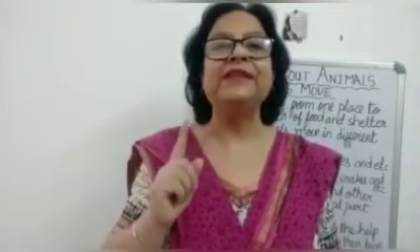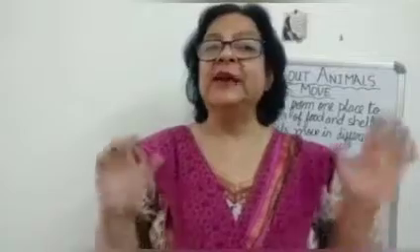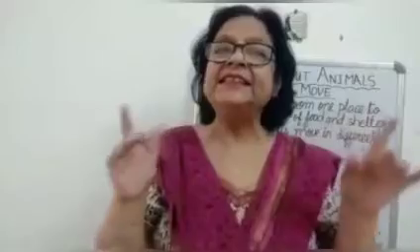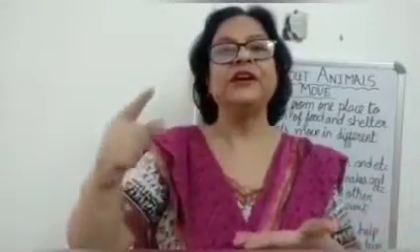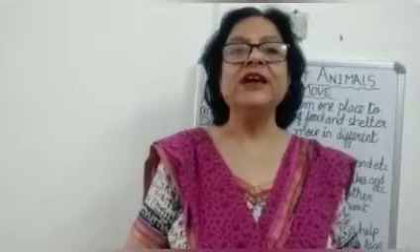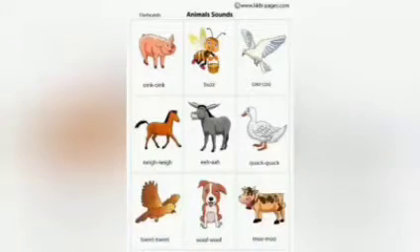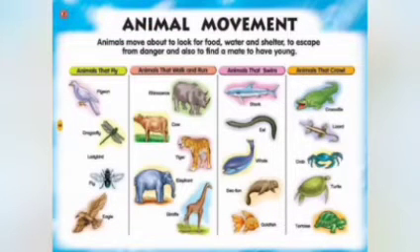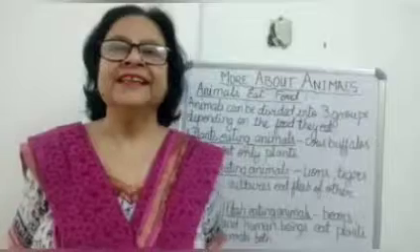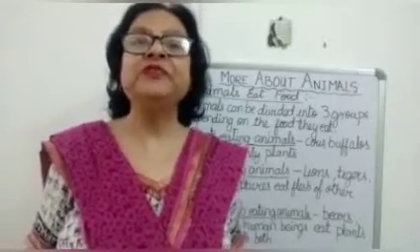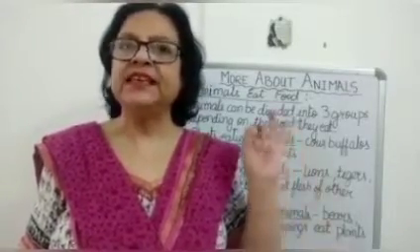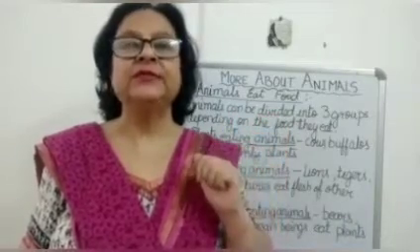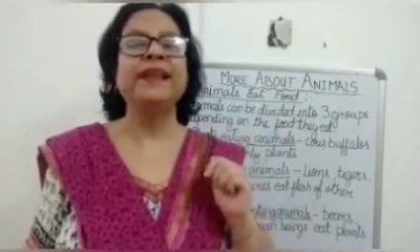So children, we see the movement of different animals is altogether different. Some walk, some fly, some swim, some crawl, and this is how they move from one place to another in search of food and water. Till now, children, we have studied the different types of animals, pet, domestic, and wild animals, their sounds, and how they move from one place to another.